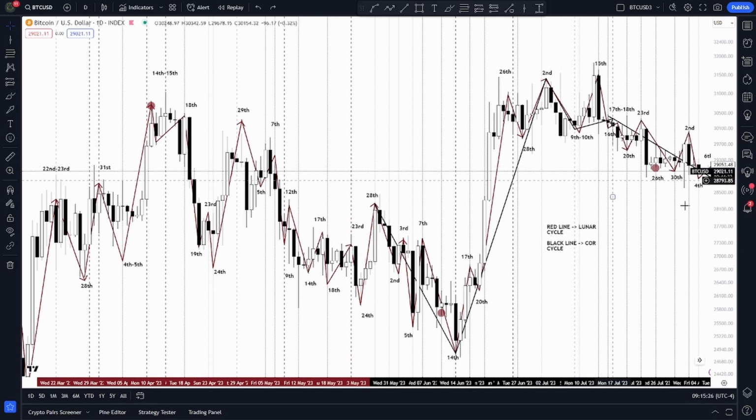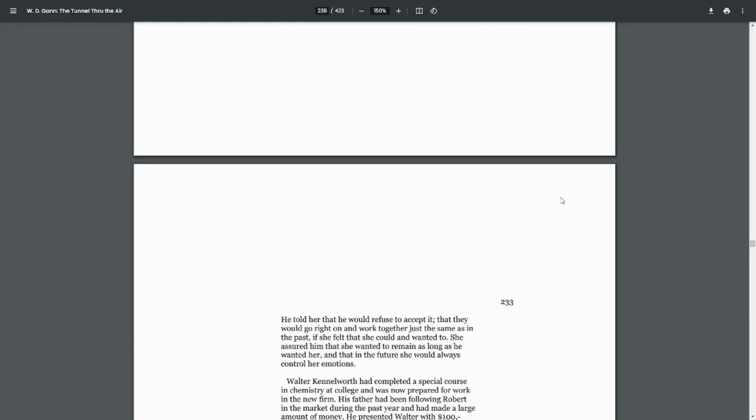So let's move on. Now I will show you something from the book The Tunnel Through the Air, and I will show which cycle I use for COR. There are 3 COR cycles which I use, and these are Tokyo G1, Saint Mary, and Mary the Angel of Mercy. Let's look at them.